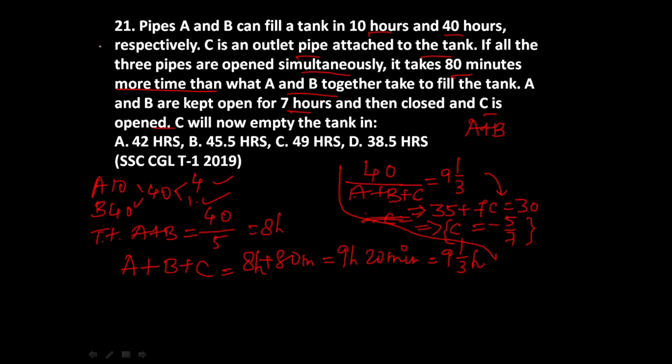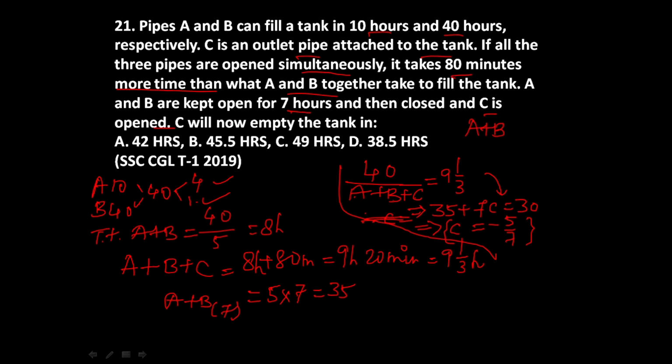Then it says that A and B are kept open for 7 hours. So how much of the tank was filled in 7 hours? The efficiency of A and B is 4 and 1, so 5. In 7 hours, A and B have filled 5 into 7, where 5 is the total efficiency and 7 is the time. So the total work done is 35.